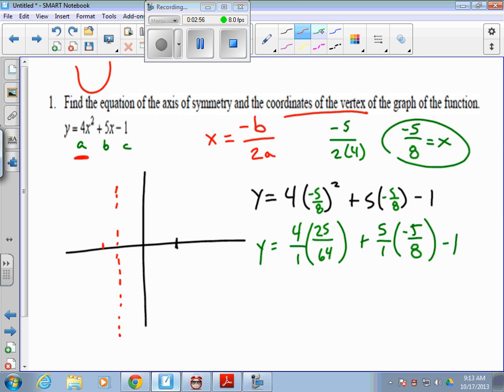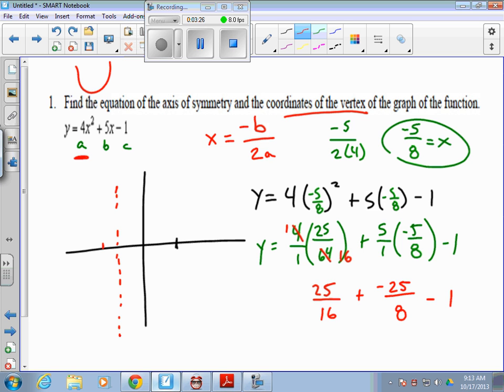The number 4 goes into itself one time, and it goes into 64. It goes into 6 once, and there's 2 left over. It goes into 24 6 times. So if you multiply straight across right there, 1 times 25 is 25, and 1 times 16 is 16. So you have 25 over 16. Then we multiply this fraction straight across. 5 times negative 5 is negative 25, and 1 times 8 is 8.